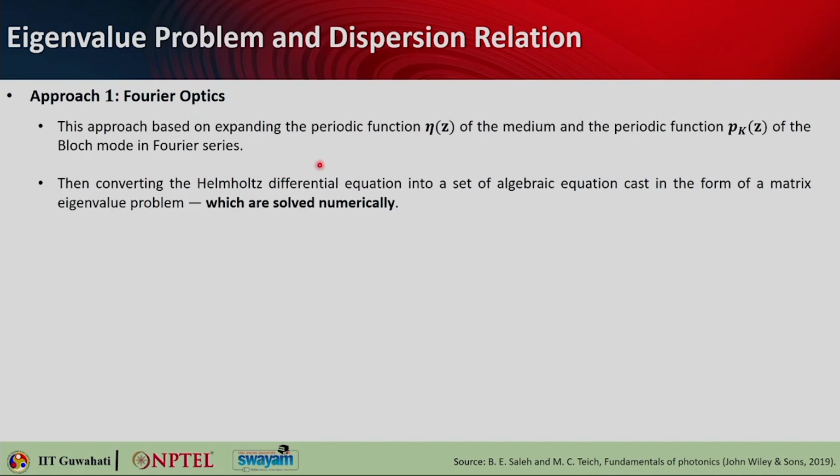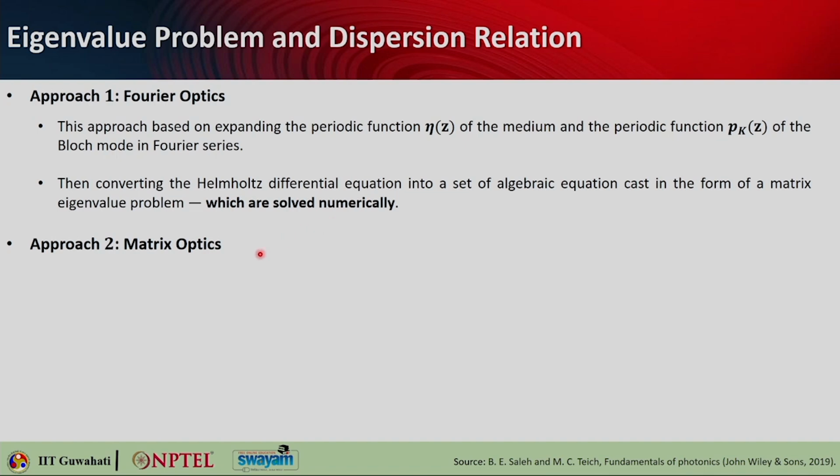The first approach, let us have a quick look, is called Fourier optics. This approach is based on expanding the periodic function, say eta of z of the medium, where eta is the impedance, or you can also talk in terms of refractive index n(z), and the periodic function p_k(z) of the Bloch mode. You expand this in Fourier series, and then convert the Helmholtz differential equation into a set of algebraic equations cast in the form of a matrix eigenvalue problem, and this you have to solve numerically. That is what is known as the Fourier optics method.